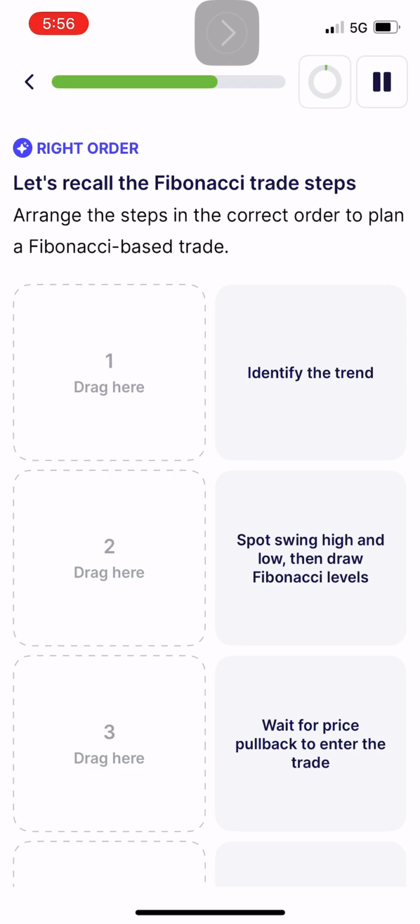Quick task. Let's recall the Fibonacci trade steps. Arrange the steps in the correct order to plan a Fibonacci-based trade.